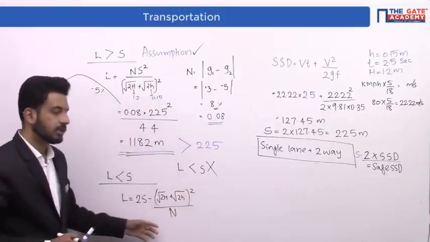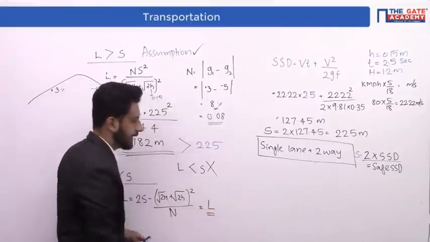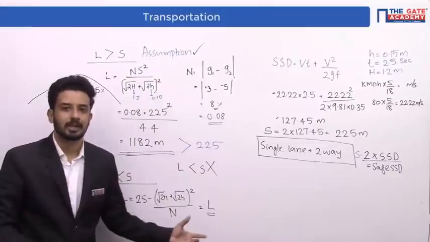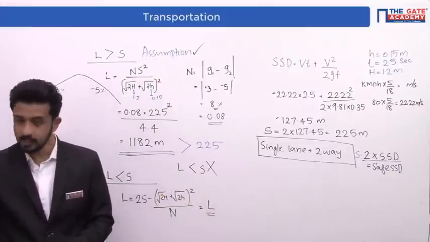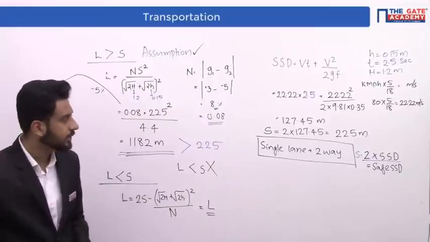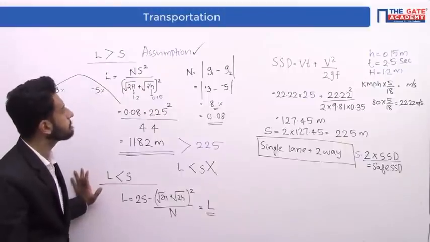So we will substitute the values. Now we will find out the actual value of length. That will be less than S only. So this is how we have to proceed. Just check what all things we have done.